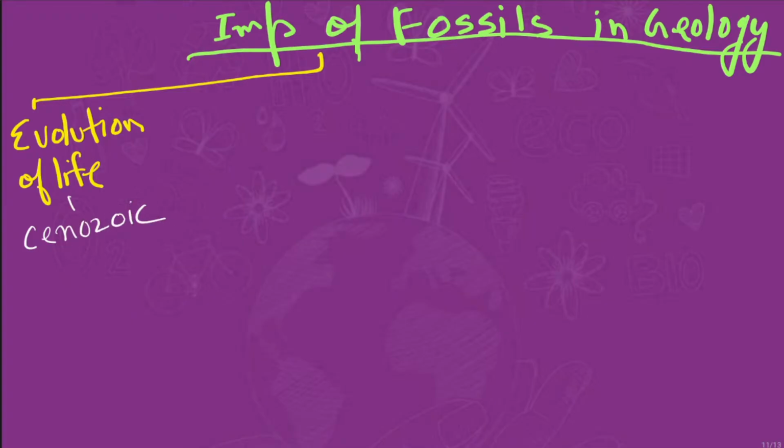Cenozoic and then Mesozoic. It is marked by the presence of medieval or middle life. Paleozoic. It is marked by the presence of ancient or old life. Proterozoic.